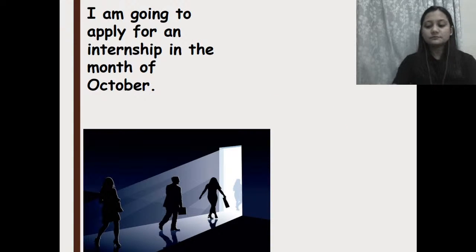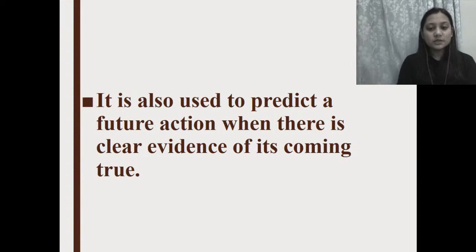All right. Now, it is also used to predict a future action when there is clear evidence of its coming true. So अब कोई भी एक future action है जो कि definitely होने वाला है boss, like it will be there for sure. और आपके पास because of certain evidence कुछ हुआ है which has made you think that this is going to take place for sure. Again, you are so sure, you are certain, right? आपके पास evidence है, because हमारे पास evidence होता है तभी हम sure होते हैं, right? So in all those scenarios, in all those cases we will use going to.